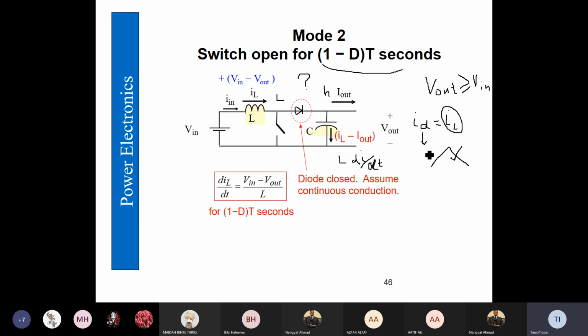So therefore the diode current is responsible for whatever current is flowing on the output side, in the load current or in the capacitor current. ये पॉइंट समझ आया?